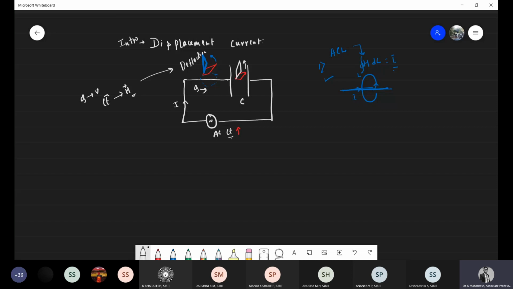Then how do you explain the same concept here? Since there was a gap here, this was an air gap, this was empty, so there were no charges moving, there was no current. Since there was no current, there was no magnetic field between the two parallel plates of the capacitor. Even then, there was a deflection. Right? There was a deflection.